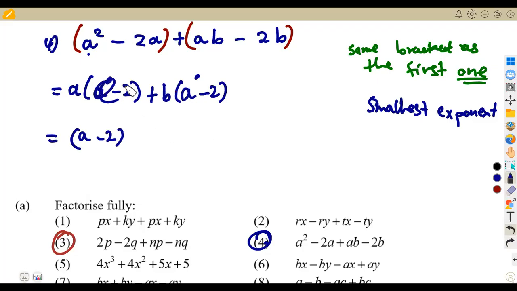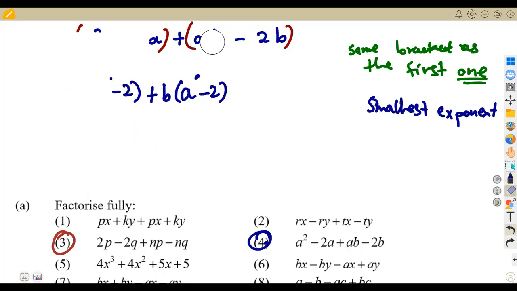And if I factor out this bracket here, I'm going to remain with a. So I'm going to have a. In this case, if I factor out this a minus 2, I'm going to remain with plus b in another bracket. So that means we have our final answer as a minus 2 into a plus b.